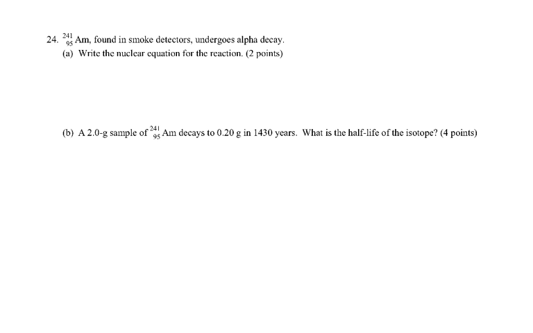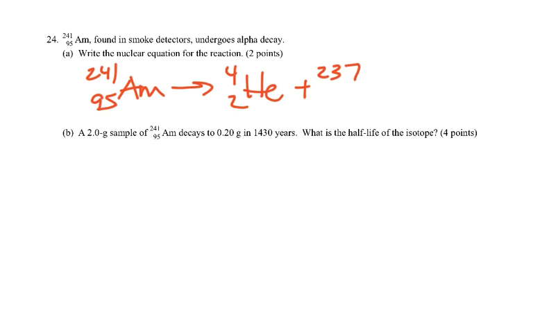Okay, 24. Americium-241 that we use in smoke detectors undergoes alpha decay. So Am-241/95. Okay, alpha decay means put an alpha particle over here on the right, 4/2. So the top number is going to be 237. The bottom number will be 93. And if I look at my periodic table, number 93 is neptunium, Np, and that's my equation.